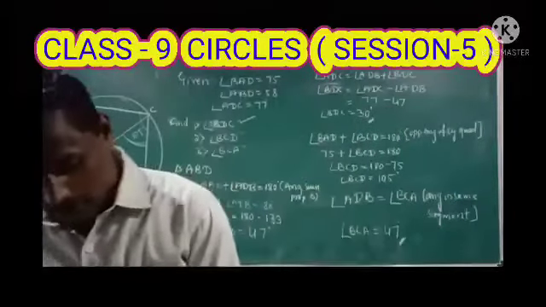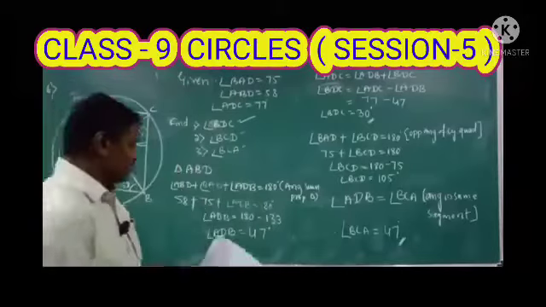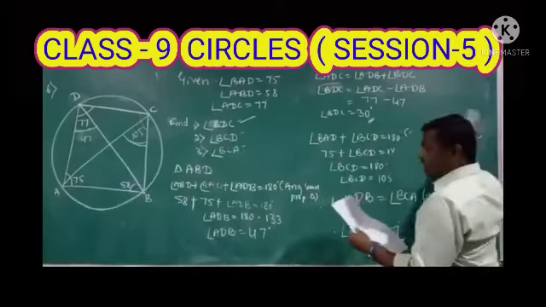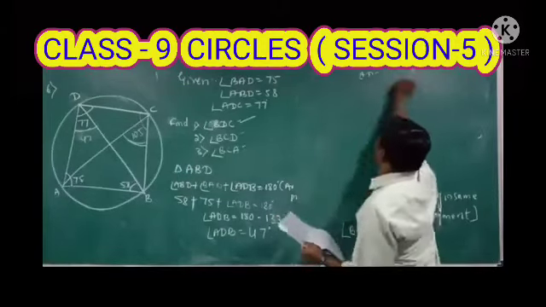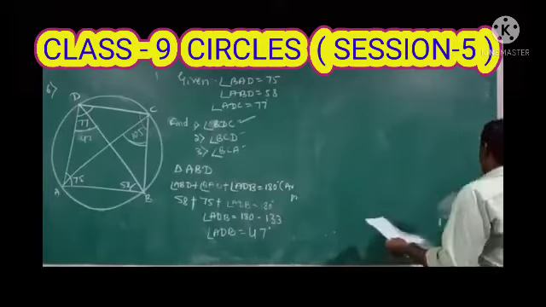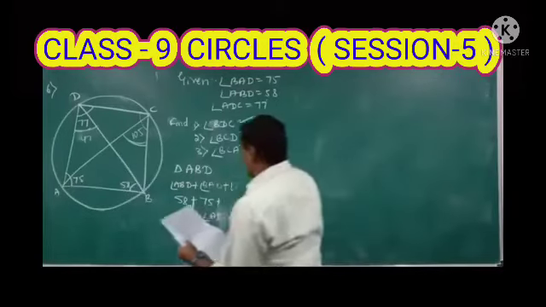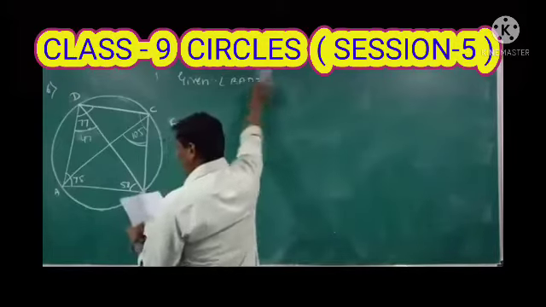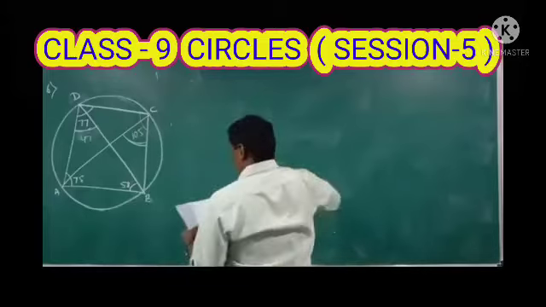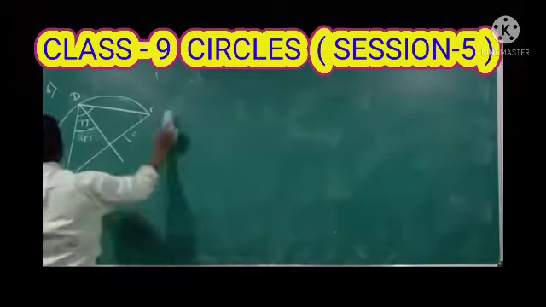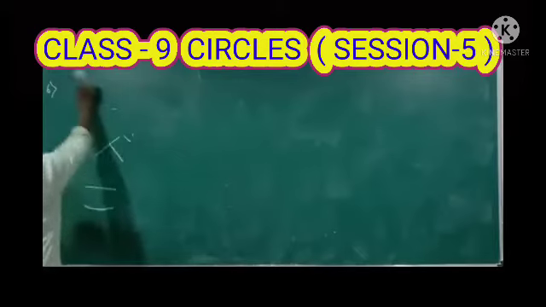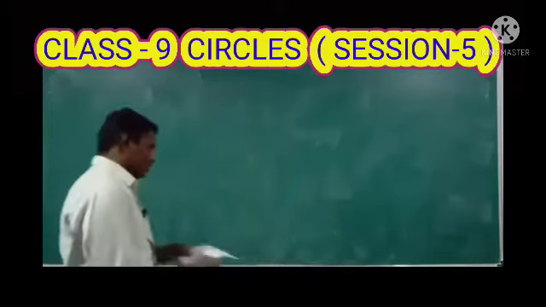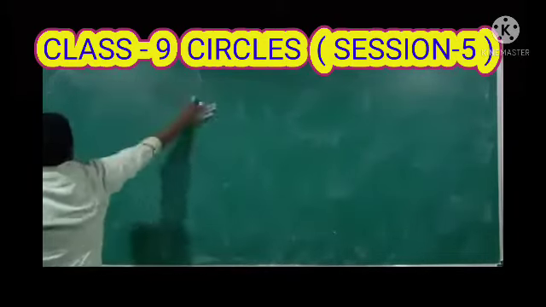Okay, let's see the next question, that is the 7th one. In the figure, angle CAB is equal to 75 degrees. Angle CBA is equal to 50 degrees. Find the value of angle DAB plus angle ABD. So you need to find the sum of two angles, right?